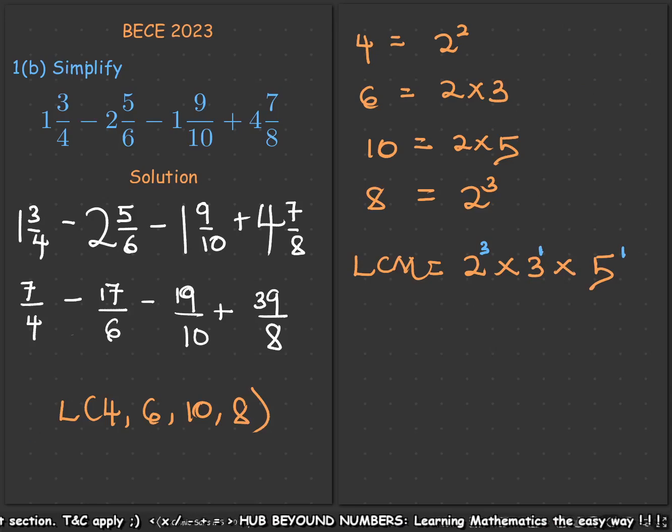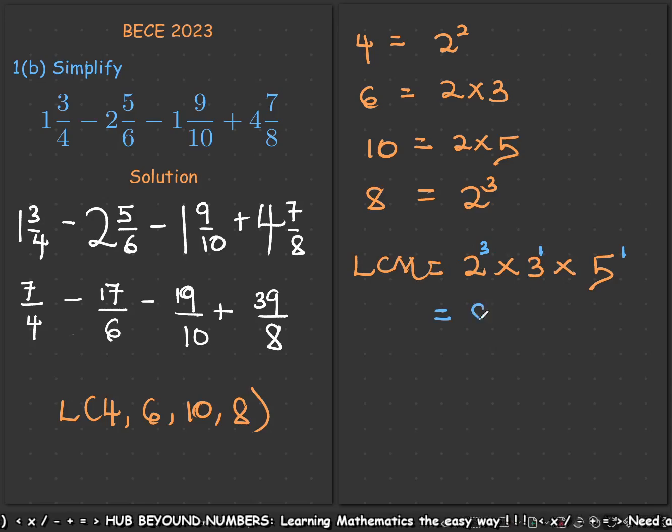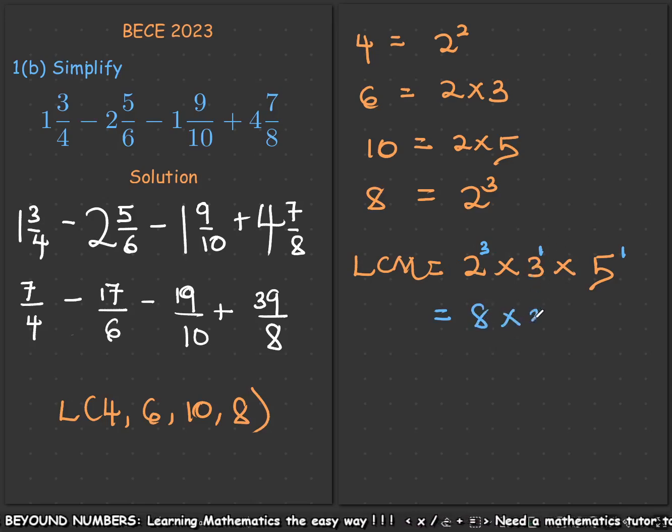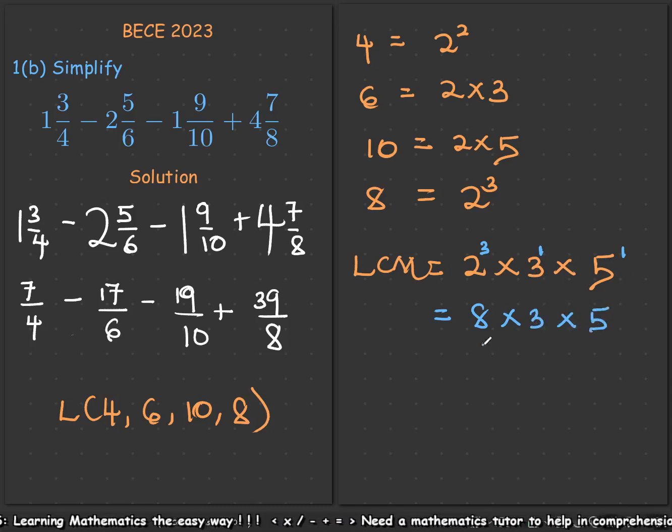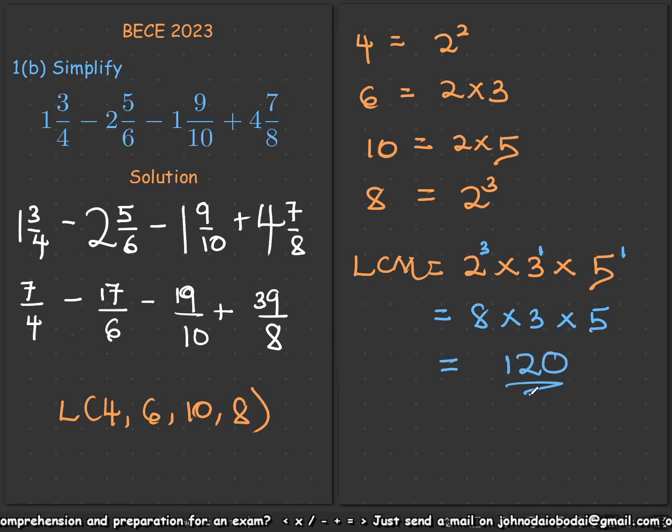So to get to the LCM now, we evaluate what we have over here. 2 raised to the power 3 gives us 8. Then times 3 raised to the power 1, that is 3. Then times 5 to the power 1, which is 5. So with that, we have 8 times 3 times 5, which gives us 120. So this here is our LCM. You should note that it is not always that if you multiply these numbers, they'll give you your LCM.